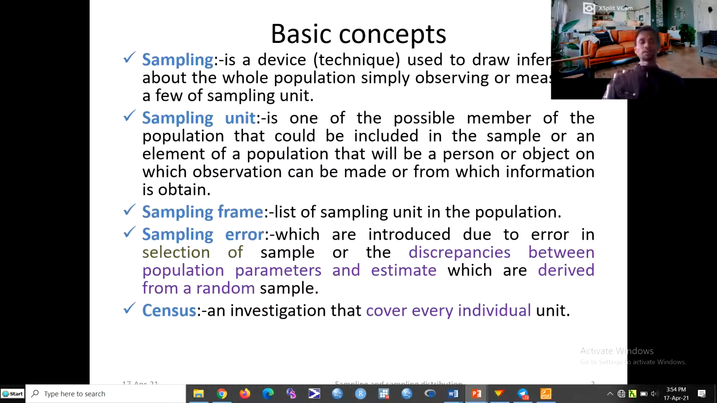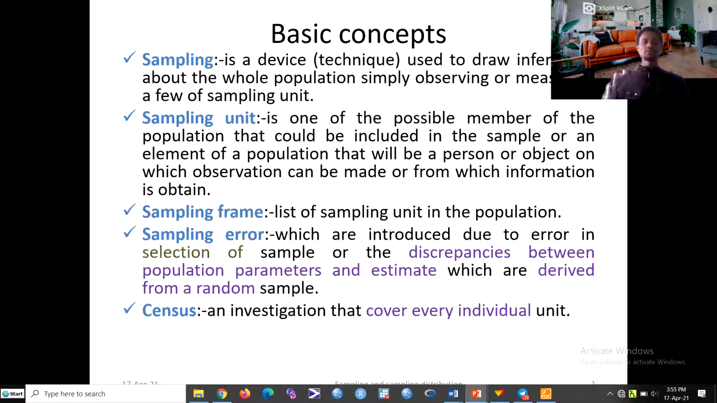And another basic concept we have to define before going to the sampling technique is sampling unit. So as the name indicates, sampling unit is one of the possible members of the population that would be included in the sample, that's an element of the population, a person or object on which observation can be made or from which information will be collected.